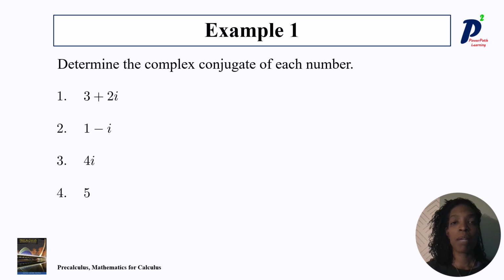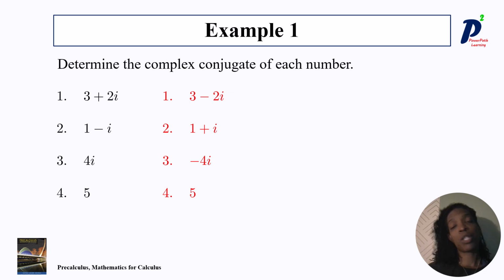So let's figure out the complex conjugate of each of these numbers. I'll give you a second before I press go. Ready now. Okay, how did this go? Remember, we're only changing the imaginary part. So if you look at numbers 3 and 4, 4i becomes negative 4i, changing our imaginary part. 5 stays the same because it doesn't have an imaginary part.